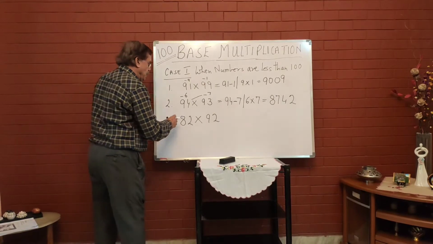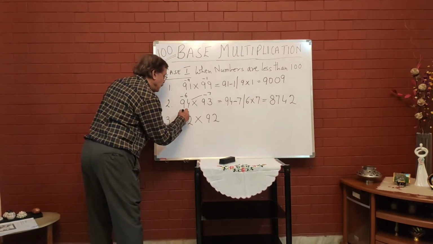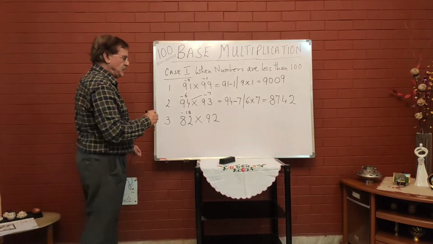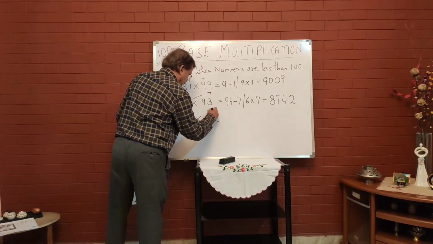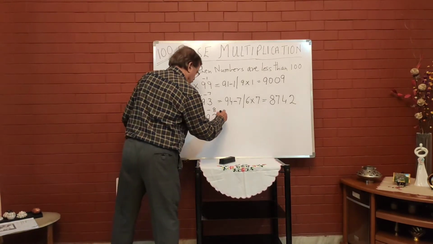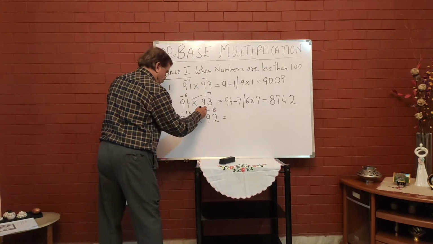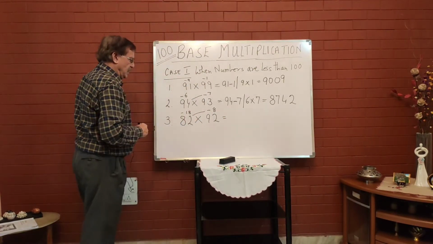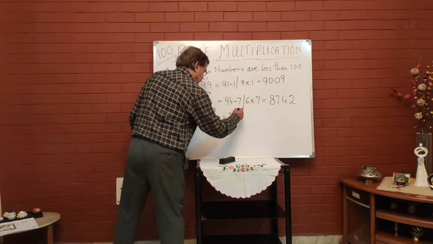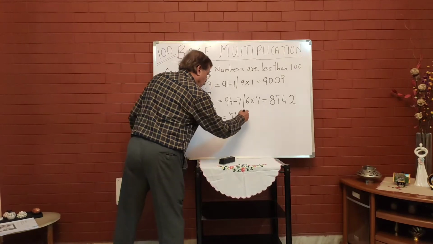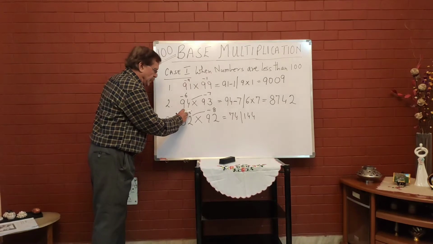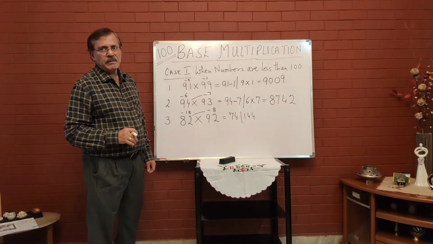Now 82, you find the deviation, it will be minus 18, and 92 deviation is minus 8. You can check it up. Now cross multiply. When you cross multiply, that is 82 minus 8, it will be 74, the first part. The second part will be 144. How do you get 144? 18 multiplied by 8, 144.